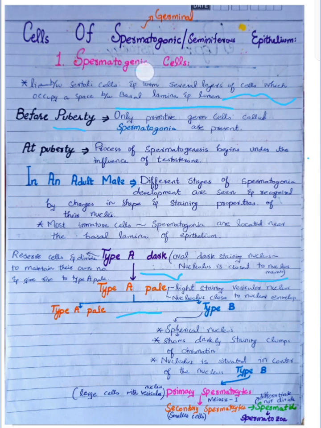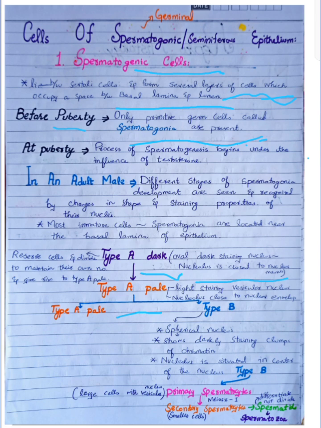First of all we have the spermatogenic cells, and these spermatogenic cells lie between the Sertoli cells and form several layers of cells which occupy a space between the basal lamina and the lumen. Before puberty, only primitive germ cells called the spermatogonia are present. However, at puberty, the process of spermatogenesis begins under the influence of testosterone.